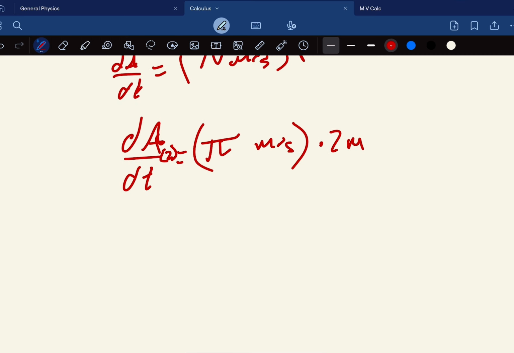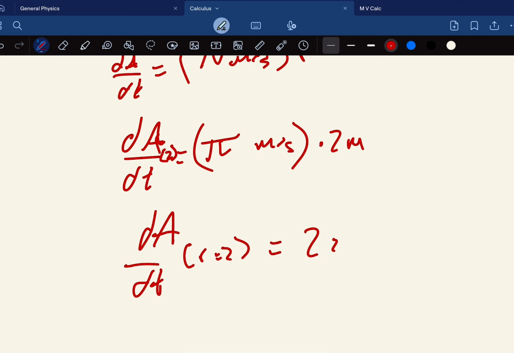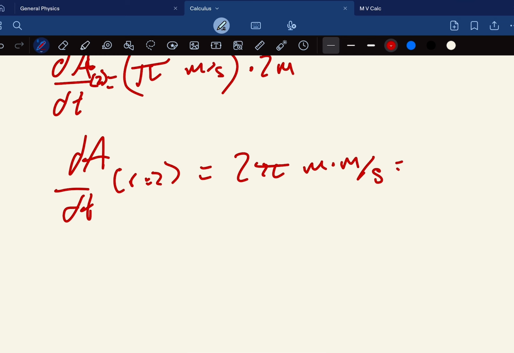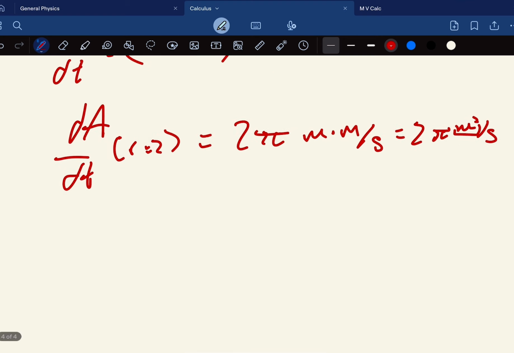So we know that dA over dt when r equals 2 is equal to 2 pi meters times meters per second, which is equal to 2 pi meters squared per second. So what this is saying is that the rate of change of the area with respect to time is equal to 2 pi times area per second.